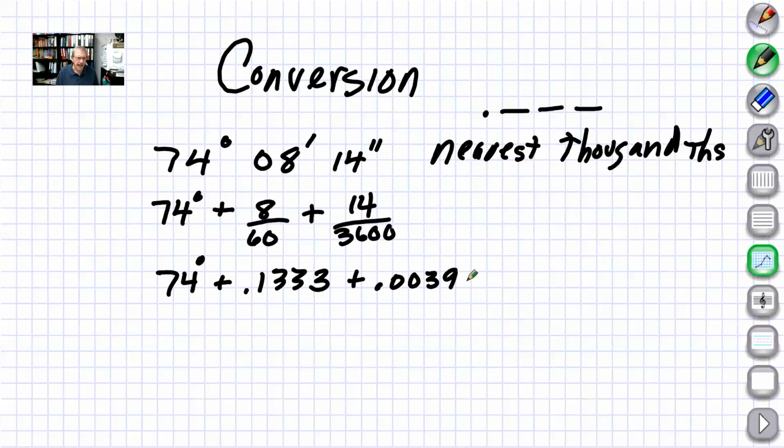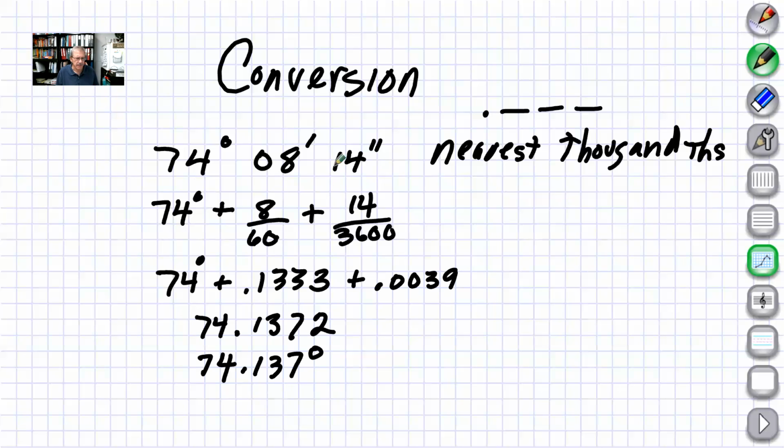So now we're going to add all this together. We got 74, which is a whole number, point, and we're adding up these decimals. This would be 1, 3, 7, 2. Okay, but we want to only go out to the thousandths, and 2 is too small to round up. So we're going to just call this 74.137. And we want to make sure we label it as degrees. Okay. So that's how we do it.